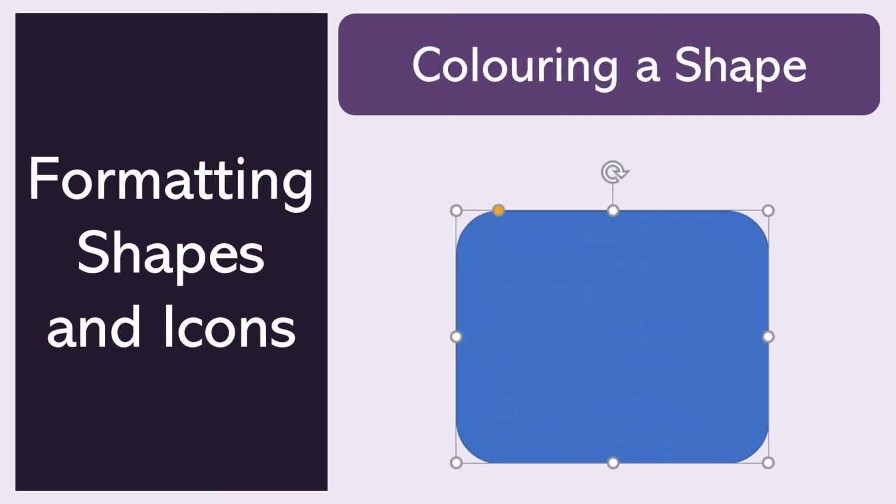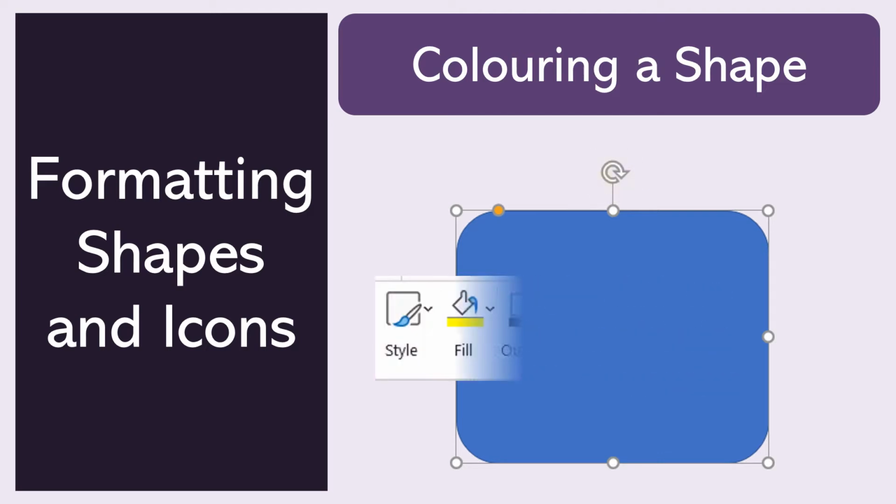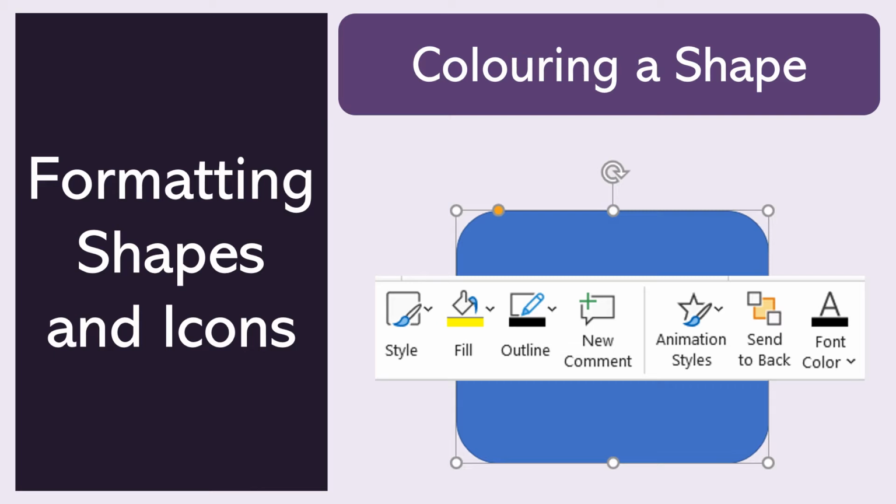We are also going to be coloring shapes. To do this, after we click on a shape, we're going to right click on the semicircle with the arrow that's located directly above it. This will bring up a menu that has two key features: the fill option, which will fill in the actual shape, and the outline, which will color the outline of the shape. Let's assume we're going to go to the fill option first.